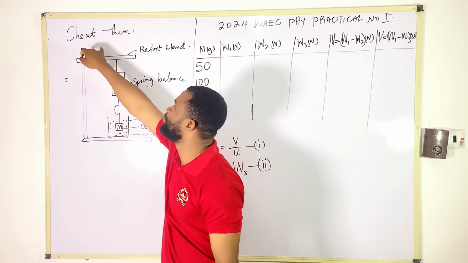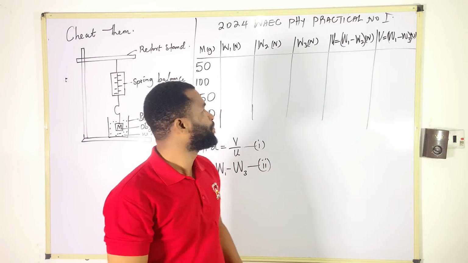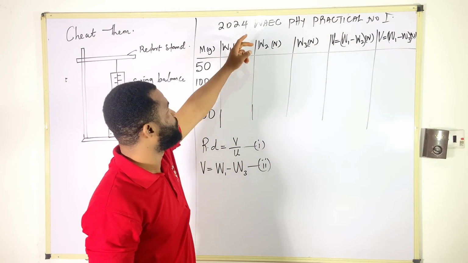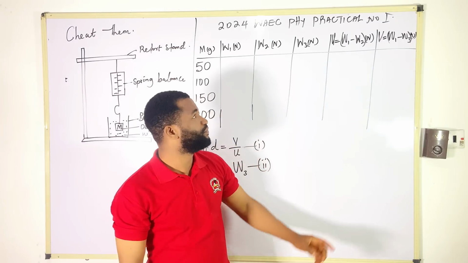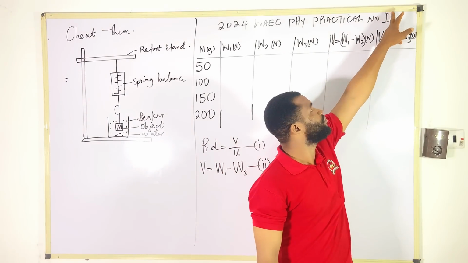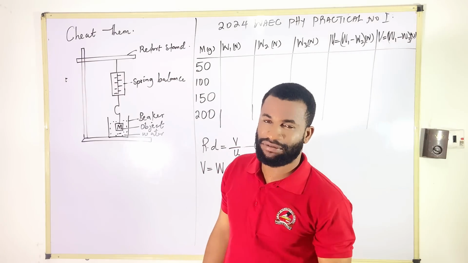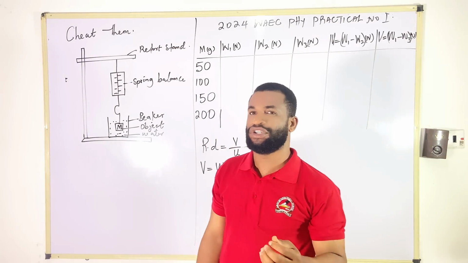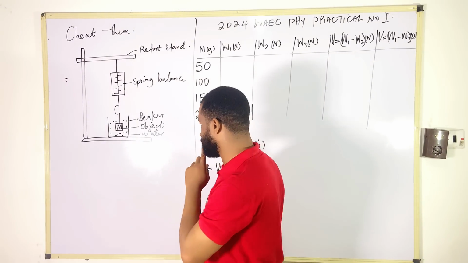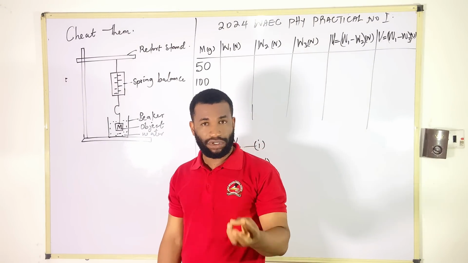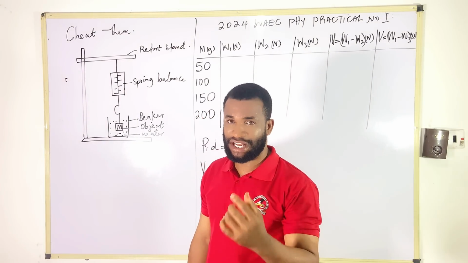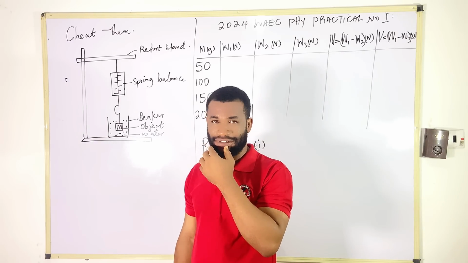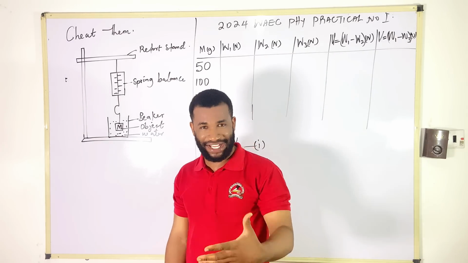I want us to cheat them, okay? And remember, it's 2024 WAEC Physics Practical, number one. So don't you ever go to the hall to stress yourself. If you truly understand what I'm going to do today, you have water and you have kerosene in that number one, don't suffer yourself. And you are going to see how you're going to blast it.